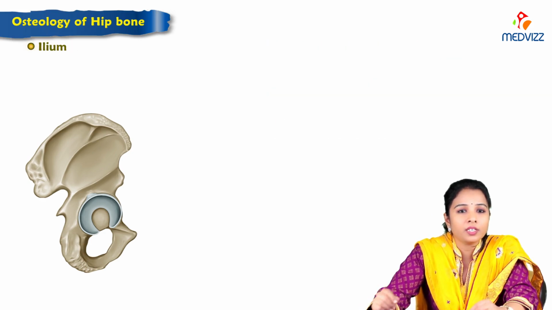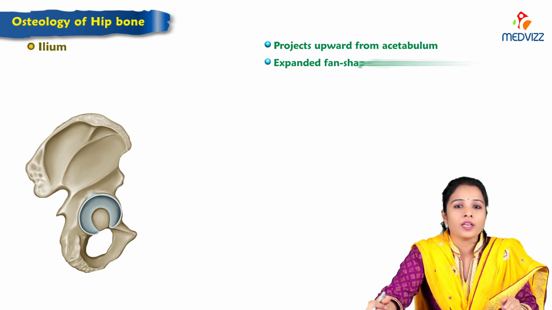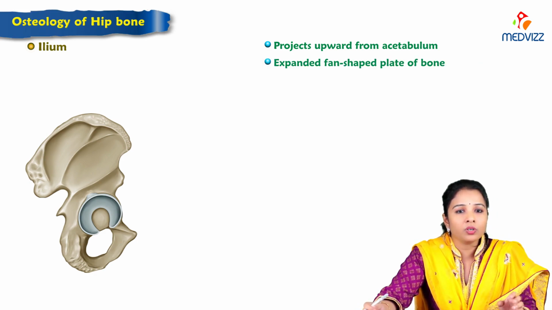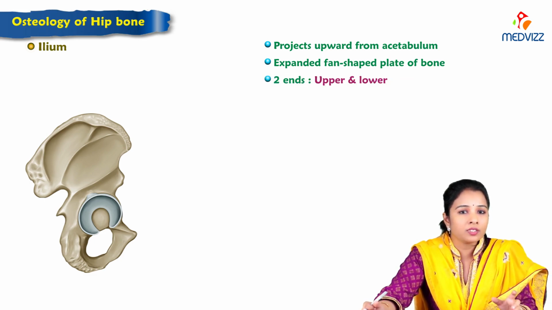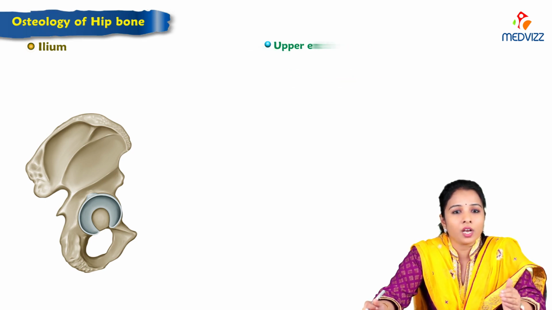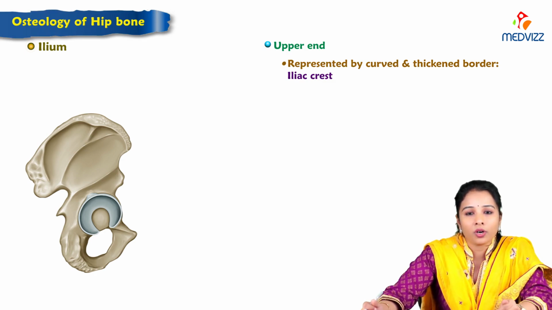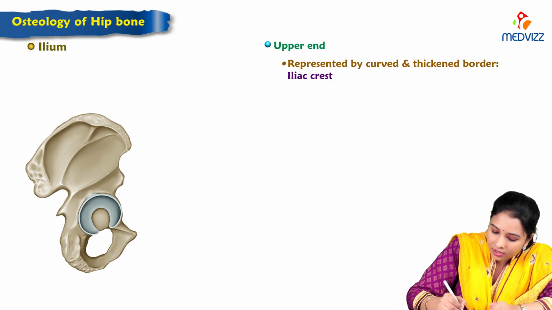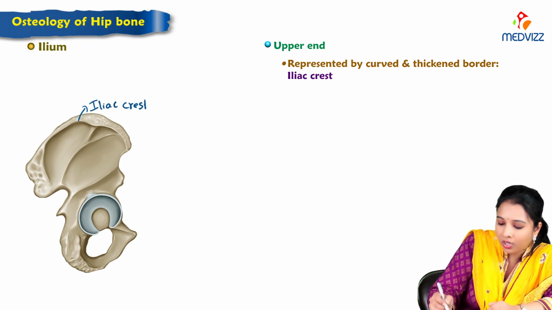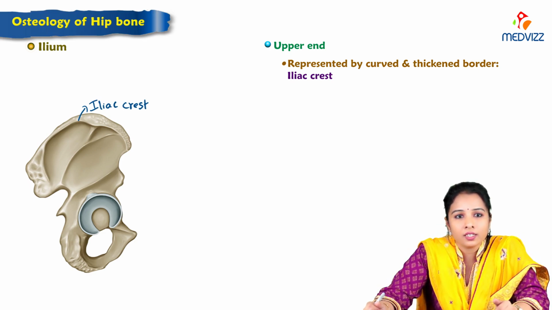First, starting with the ilium. Ilium projects upwards from the acetabulum as an expanded fan-shaped flat bone. It is a plate-like bone, and it has two ends, the upper and lower end. The upper end is represented by a curved thickened border which is called iliac crest, which is not like an end, but like a thick border.